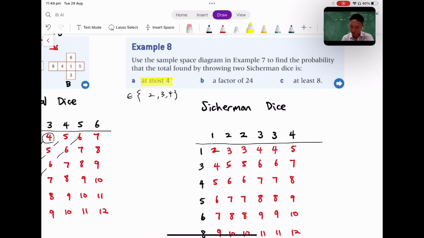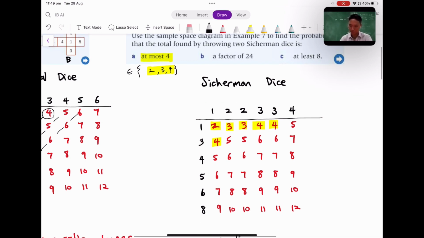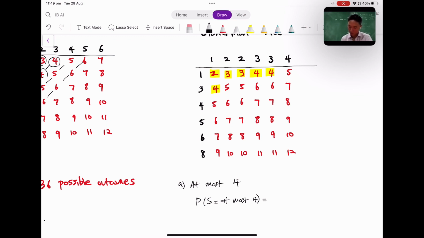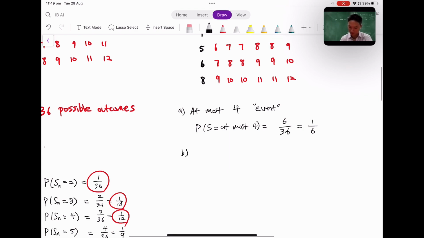So what we do now is with a highlighter, we highlight all the possible outcomes that make this event true, which is 2, 3, and 4. 2, 3, 3, 4, 4, 4. So what is the probability of the sum being at most 4? It is 1, 2, 3, 4, 5, 6 outcomes in total out of 36 possibilities. So that is 1 over 6. That's the first one.